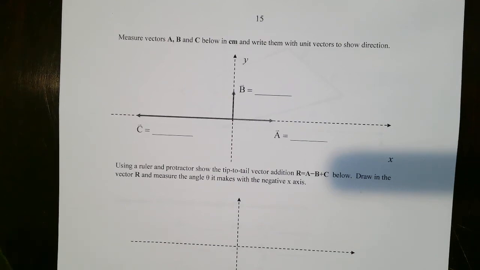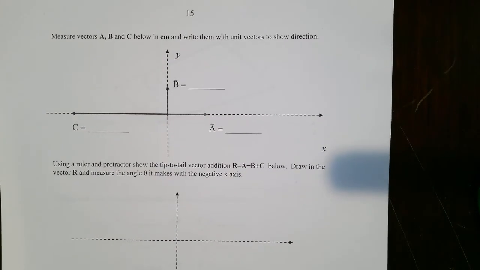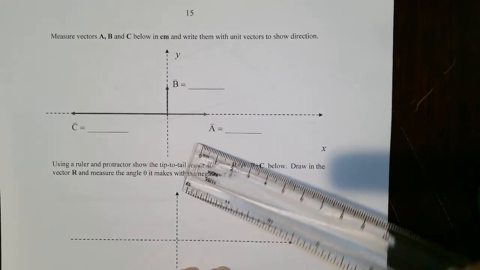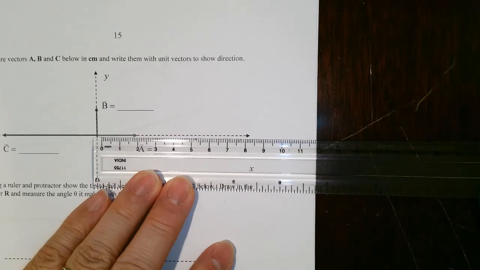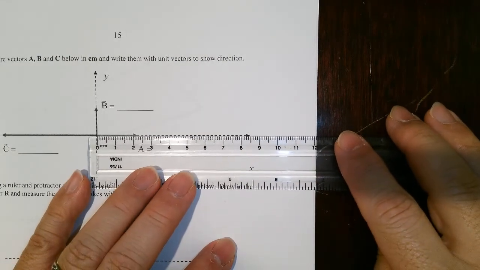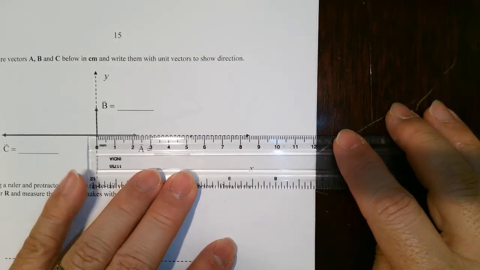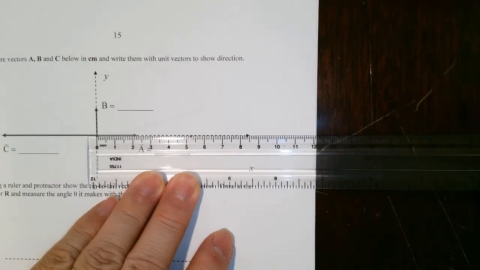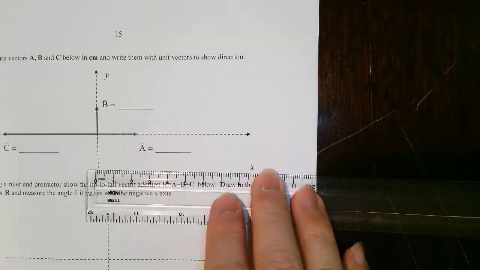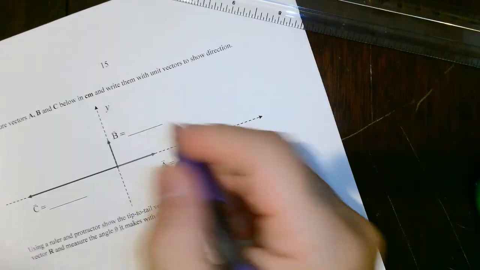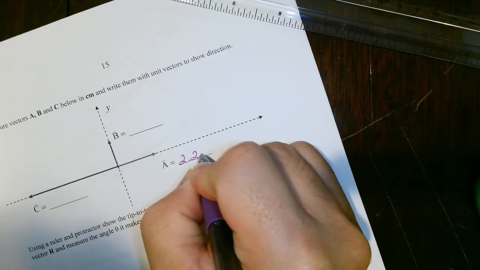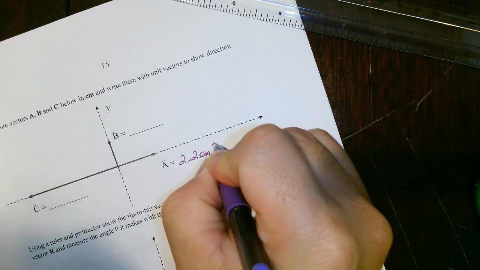So for page 15, let's measure the magnitude of each vector. Okay. Now you may have something slightly different than mine, but I'm going to go with my measurement. If you have a different measurement, you can use your measurement. All right. So here, let's say vector A looks like 2.2 centimeters in the positive x direction. So here, I'm going to write down 2.2 centimeters x hat.